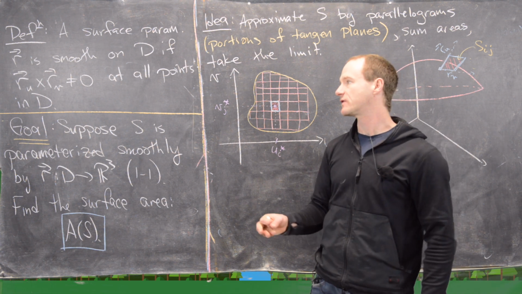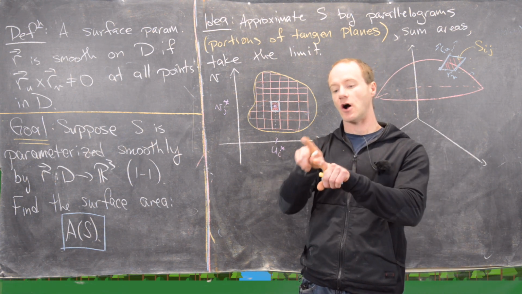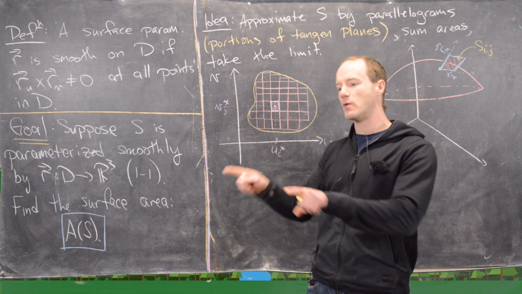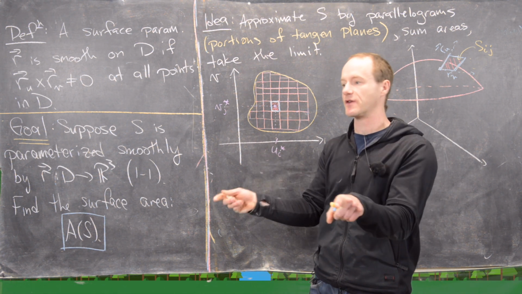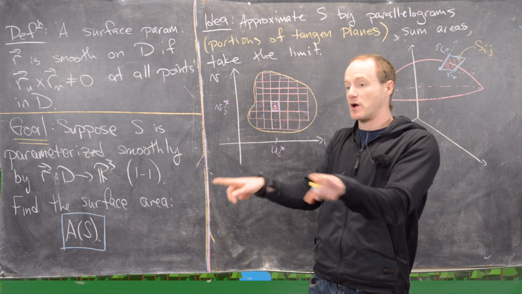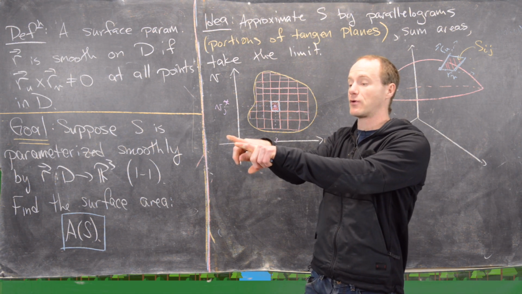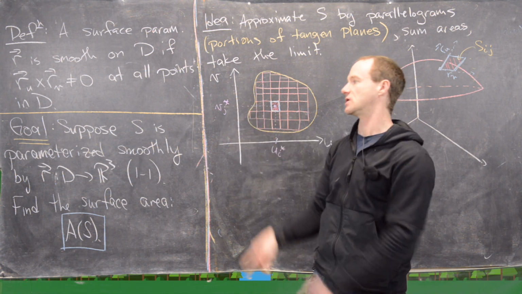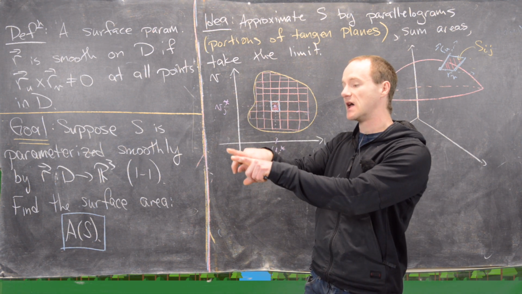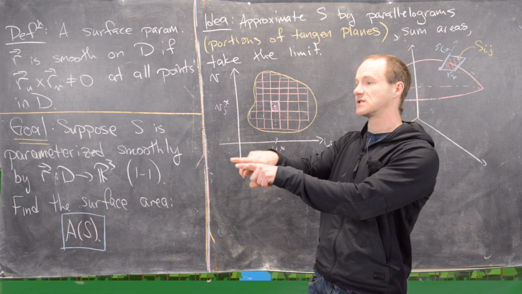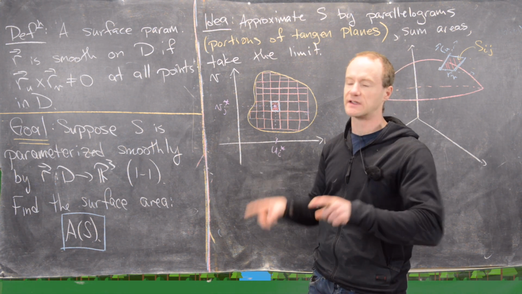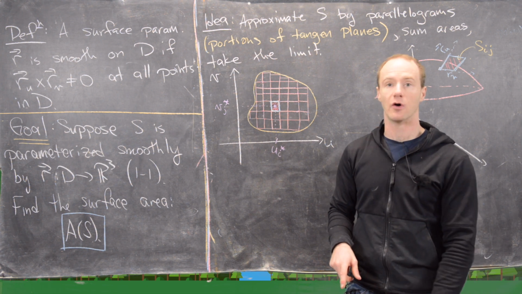So what this means is that R_u and R_v are never parallel to each other, but let's think about what would happen if they were parallel. That means the surface parameterization would not really be parameterizing a surface at that point, it would be parameterizing a one-dimensional object at that point, because the surface parameterization is kind of going in the same direction regardless of which direction you're going in the domain.